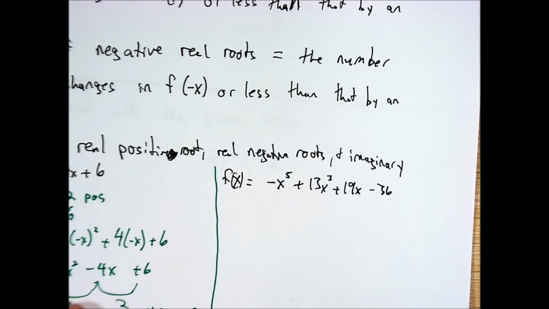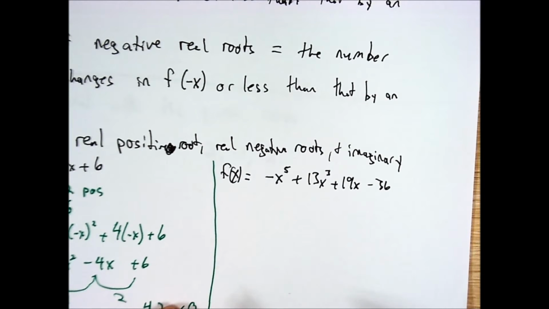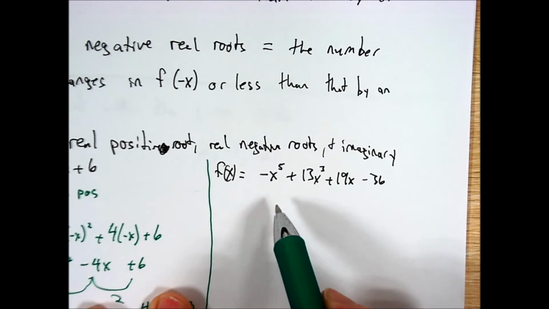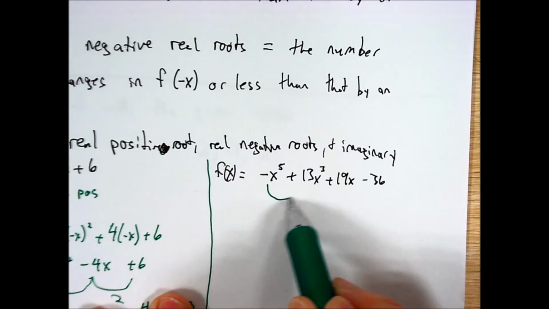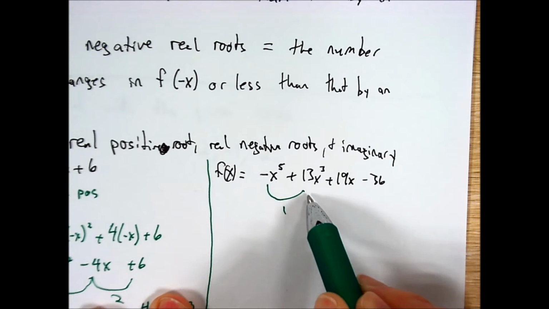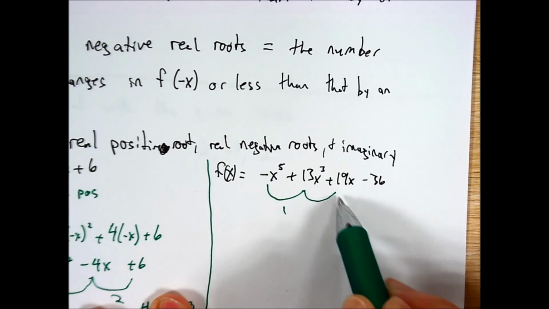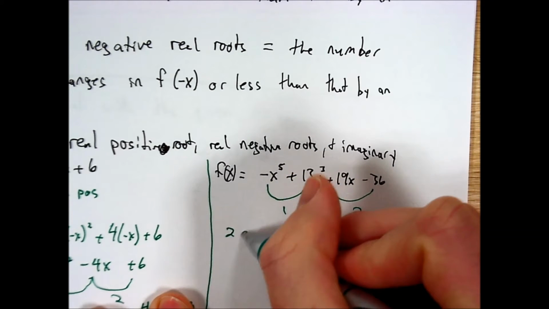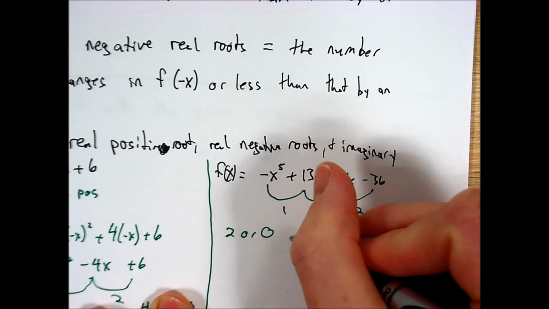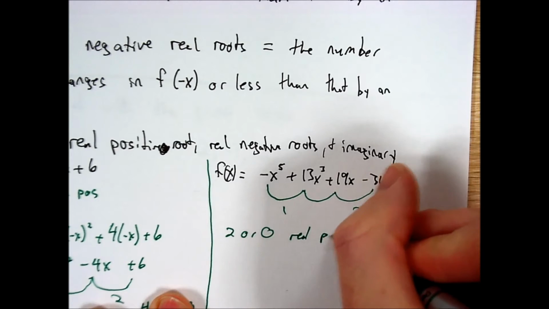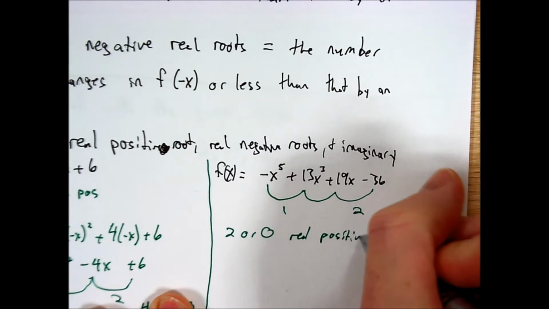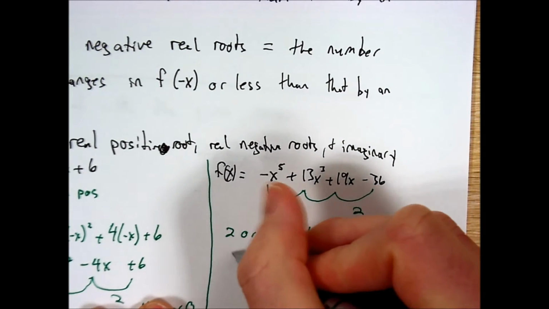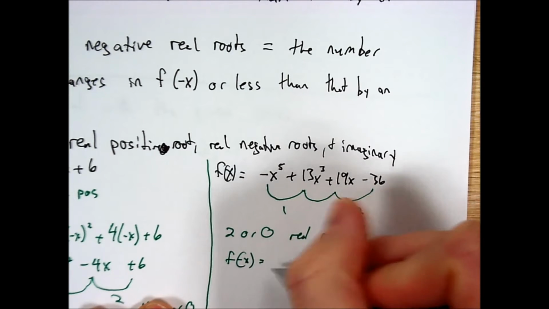Next up, another problem just like it. So f of x, positive roots. Let's check it out. Negative to a positive, so there's one sign change. Positive to a positive, it didn't change. Positive to a negative, another one. So I'm going to have 2 or 0 real positive roots. Now f of negative x.